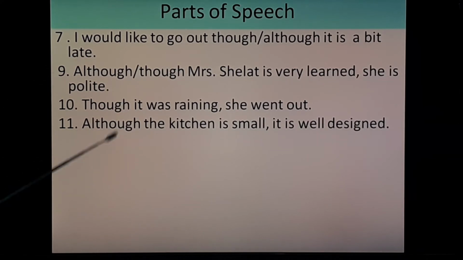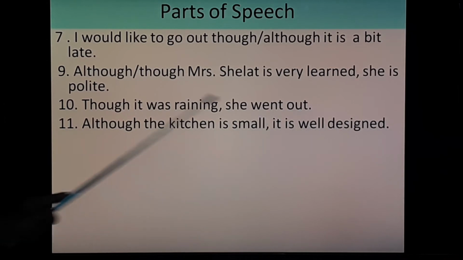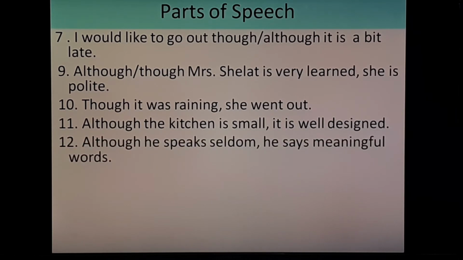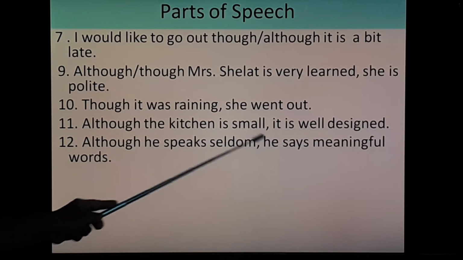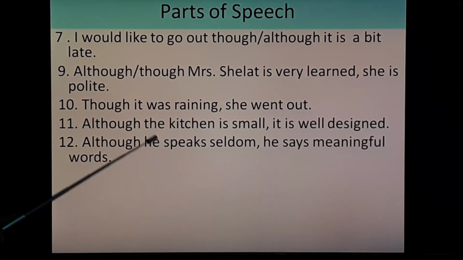Next, although the kitchen is small, it is well designed. So, although is given to show contrast. Next, although he speaks seldom, he says meaningful words. Both statements or sentences are in contrast. That is why here, to show contrast, although is used, and although is given in the beginning, that's why a comma is needed.